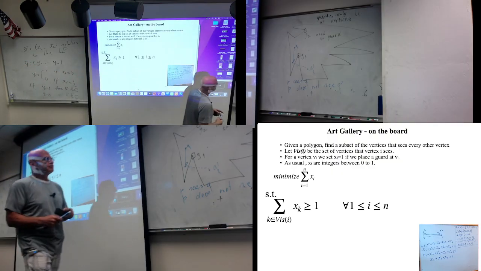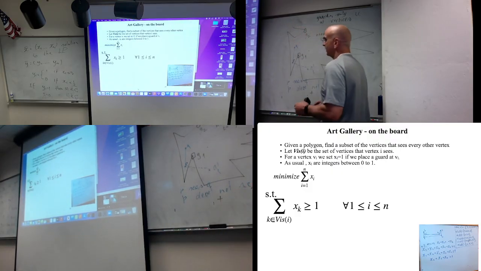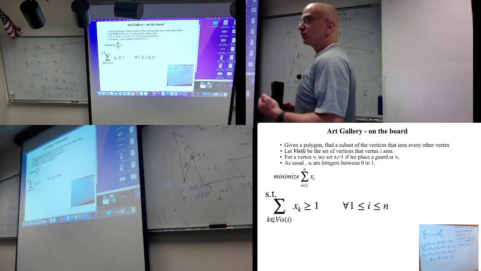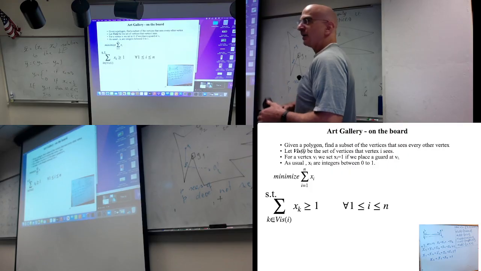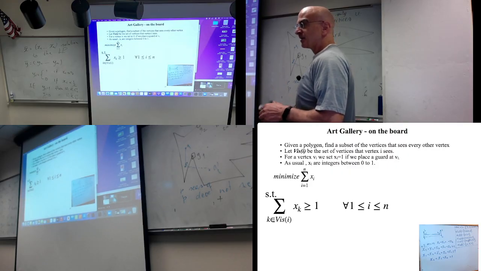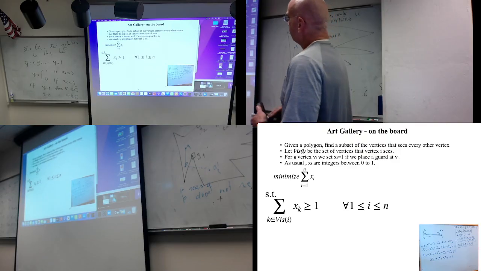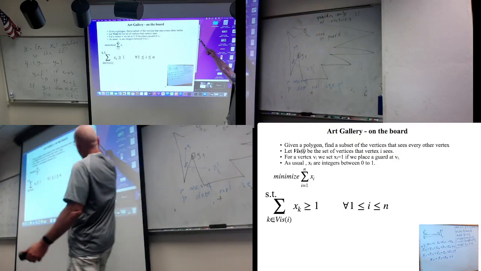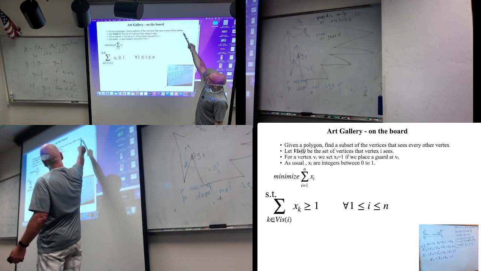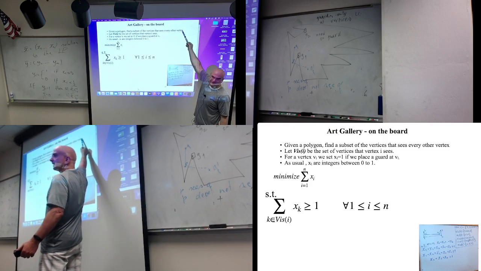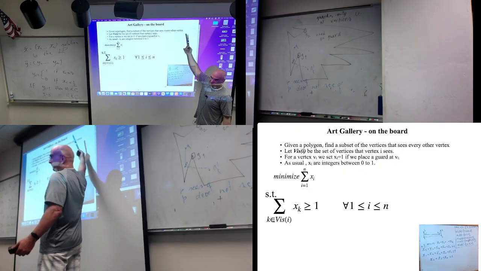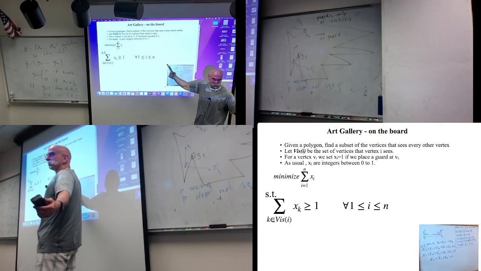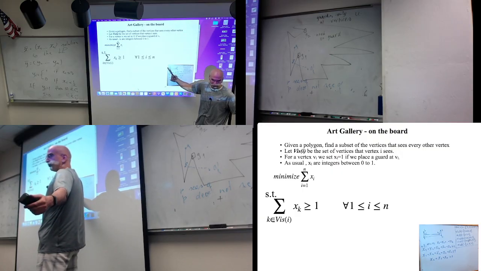But let's ask, how can I use ILP to solve this problem? This problem, like anything interesting, is NP-hard. So just to phrase the problem: given a polygon, find a subset of the vertices so that every vertex is seen by one of these guards. In addition, you're picking as few guards as possible, the unweighted case. Just minimize the number of guards.